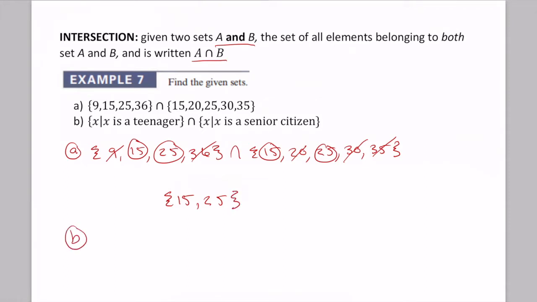Now, B. We have X such that X is a teenager, intersection X such that X is a senior citizen. Well, no teen is a senior. So, therefore, this is an empty set. I repeat, since no teen is considered a senior citizen.